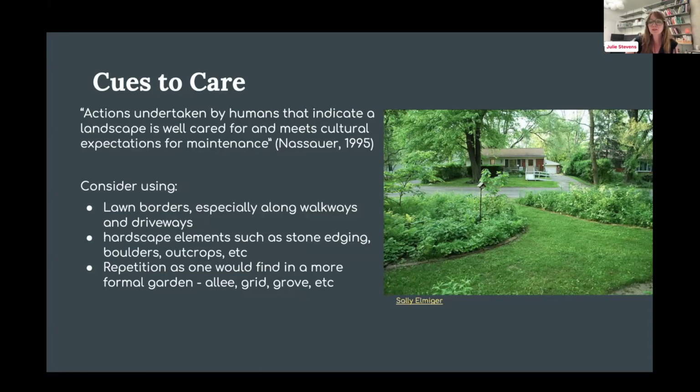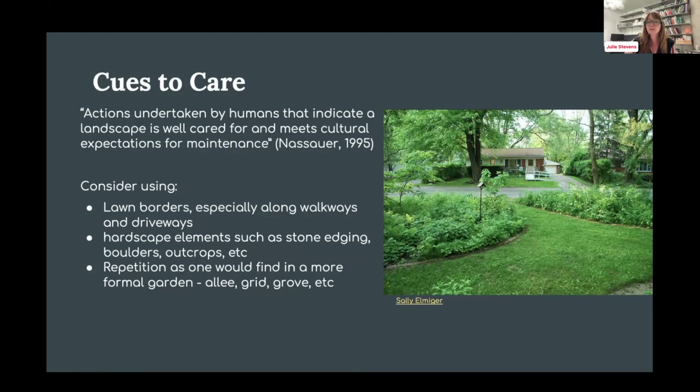It can also be hardscaping like edging, using boulders or outcroppings, natural rocks and stones, and then repetition. So we teach our students design form, space, and order. So grids and radial patterns, allées, those kinds of things. We can still use those even if we're using native plants.